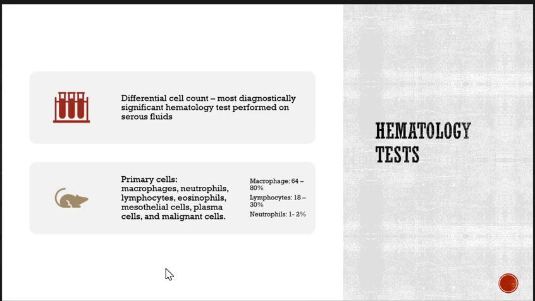So, hematology tests for pleural fluid. Cell count is seldom done, but differential count is the most diagnostically significant test that we can perform on serous fluid. The primary cells we can find in pleural fluid are macrophages, neutrophils, lymphocytes, eosinophils, mesothelial cells, plasma cells, and malignant cells. This is the normal differential: macrophages 64 to 80%, lymphocytes 18 to 30%, and neutrophils 1 to 2%.